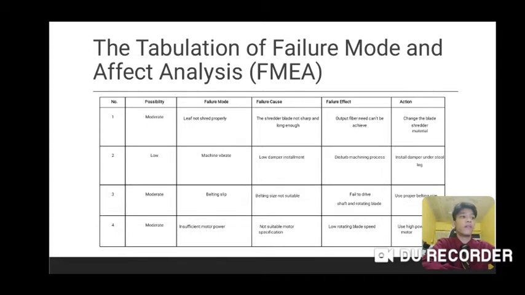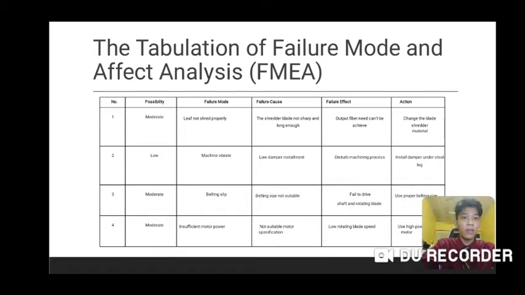Since we created this product during the COVID-19 pandemic, we didn't do any testing, so we only made a tabulation of failure mode and effect analysis. There are four possibilities of failure. The first is that the leaf is not shredded properly, so the fiber need can't be achieved, and the action needed is to change the blade shredder.